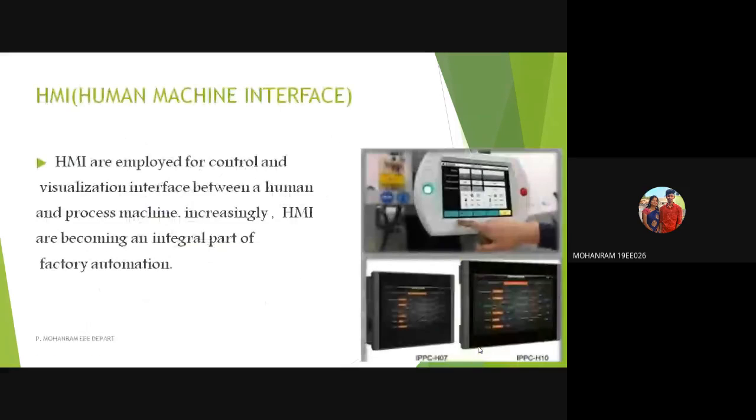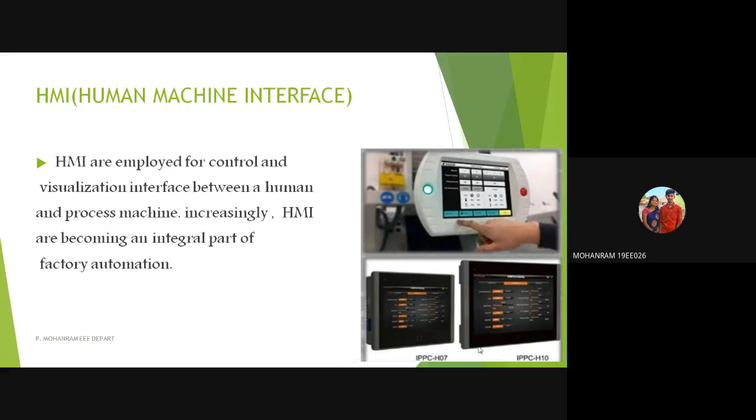Next is human machine interface. It acts as an interface between a human and a machine. Human gives the data and the commands to the system to proceed the process, so it is called a human machine interface. It is an integral part of a factory because machines can make mistakes, so that it can be rectified by humans.